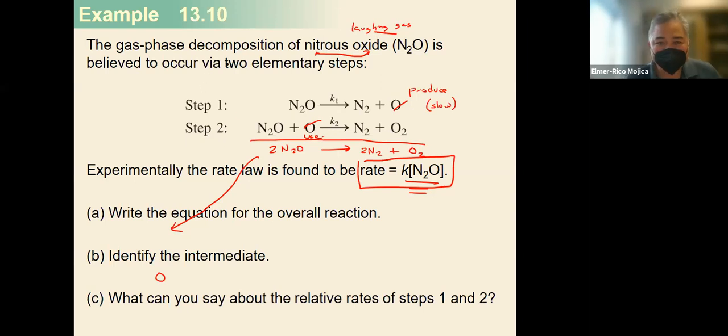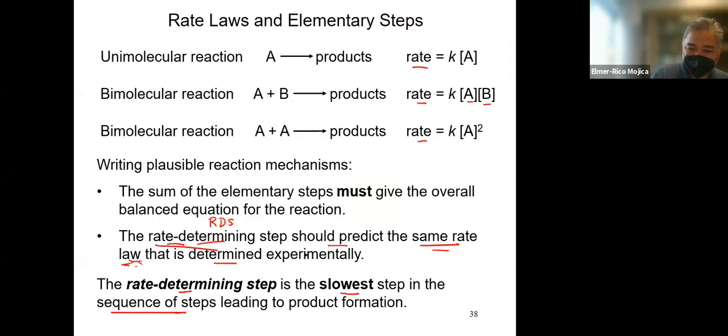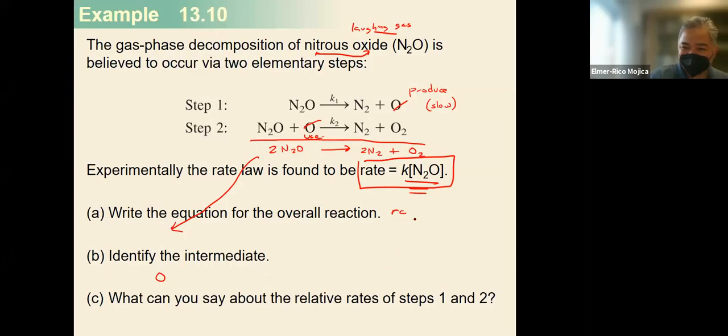So as I have said here, since you're given the rate law here, what does the rate law say? The rate determining step should predict the same rate law that is determined experimentally. So you determine the rate law here, it's equal to this one. So that means you have to look at the reactant that contains N2O. Now, both of them contain N2O, but what's the giveaway? It doesn't have the oxygen. That's why you could say the first step is the rate determining step, and that's the one that is slow.